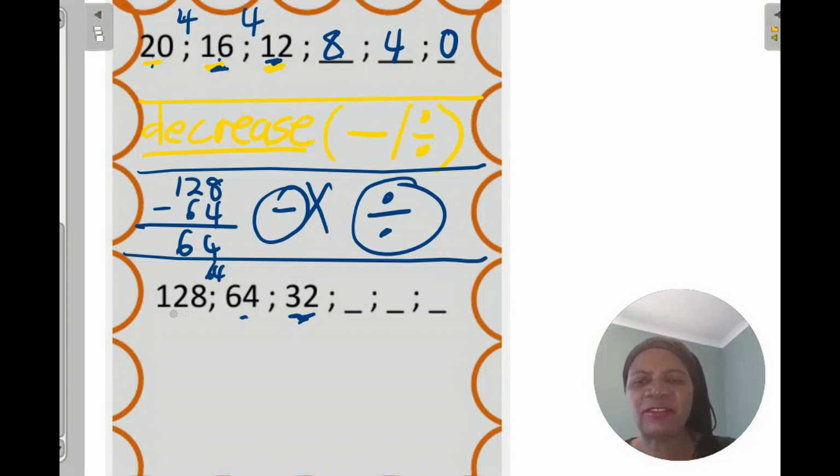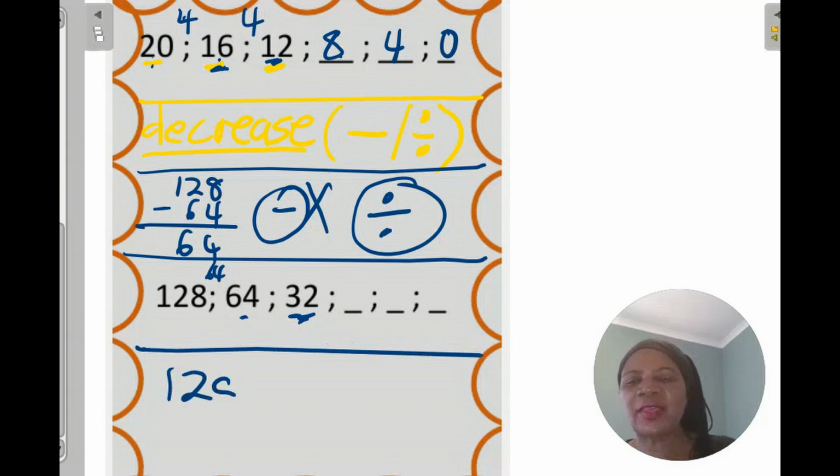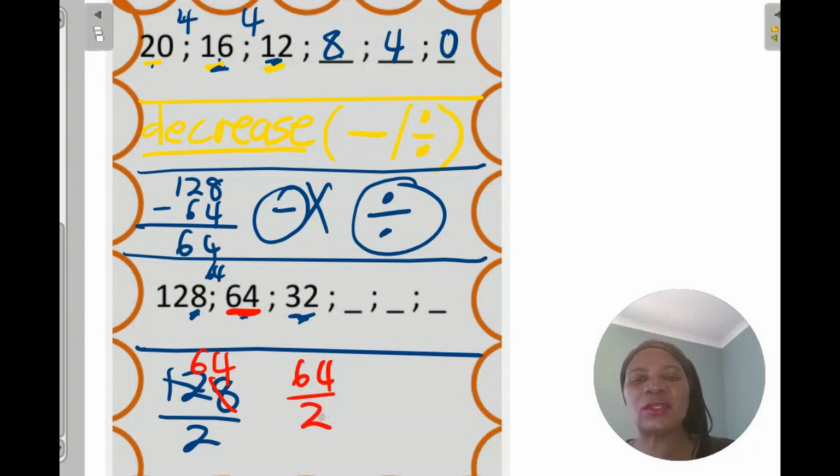What number can we divide 128 by? Let's try the smallest number, 2. It gets in because the last digit is 8. 2 into 12, 6. 2 into 8, 4. So it's 64. Then if we divide 64 by 2, 2 into 6 is 3, 2 into 4 is 2. 32, which is this 32.